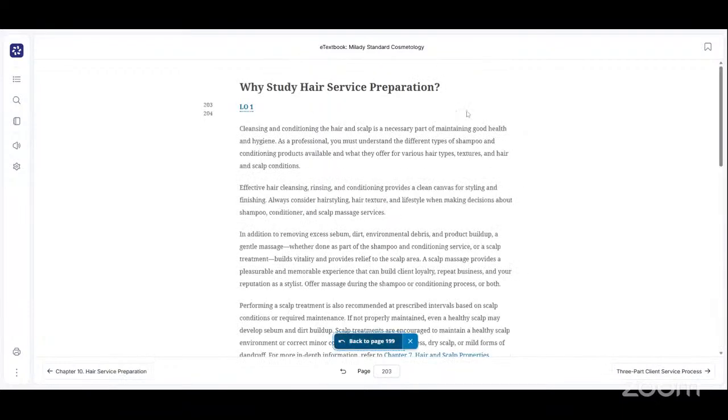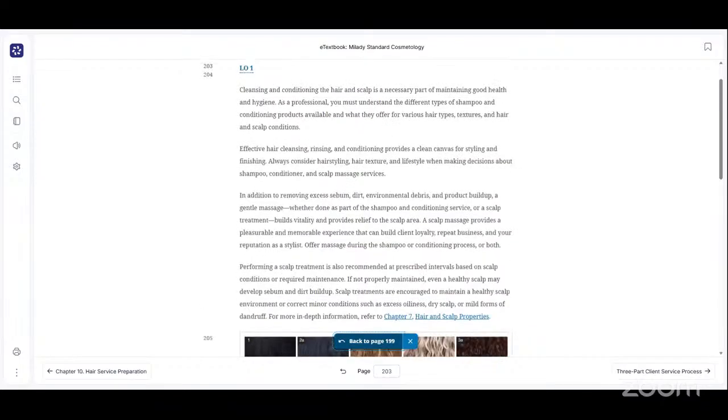It says, why study hair service preparation? Hair service preparation is probably going to be on your exam. I've got to figure out how many questions relate to it. But this is talking about preparing a client for service. We can have tons of conversation.